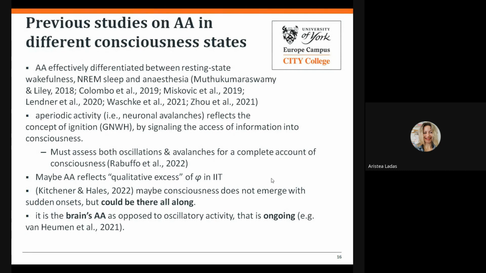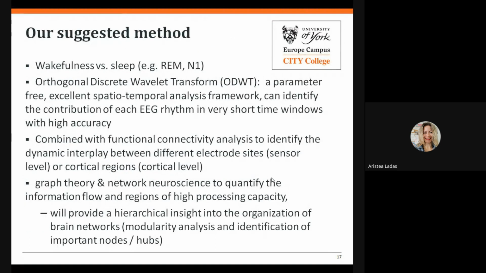Other neuroscientists suggest that consciousness does not actually emerge with sudden onsets, as the global network hypothesis suggests, but it is there all along, and it depends on where you focus your attention, whether you will experience conscious alert wakefulness or dreaming or deep sleep, etc. So what kind of activity is ongoing in the brain? Well, aperiodic activity, as opposed to oscillatory activity. So this also suggests that aperiodic activity could involve valuable insights into the studies of the neural correlates and functionings of consciousness.